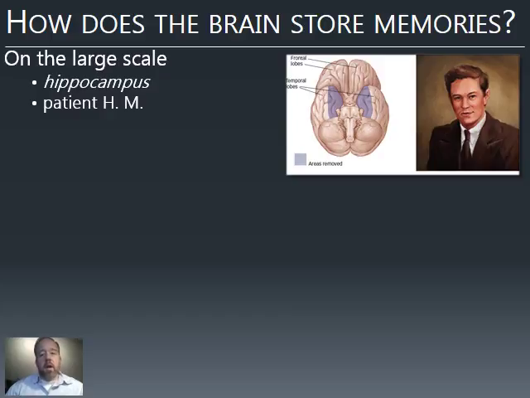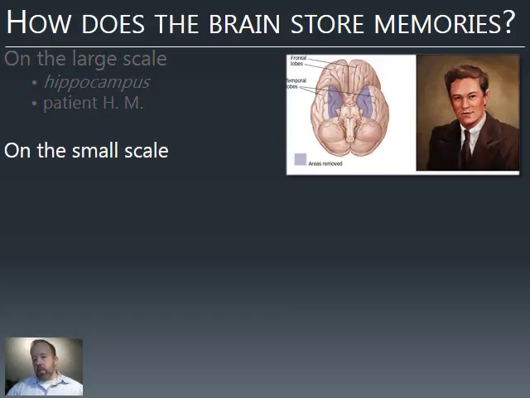Again, we'll see that not all forms of long-term memory depend on the hippocampus, and patient HM did retain certain forms of memory. So he could learn new skills, for example, but he could not remember what had happened the day before.